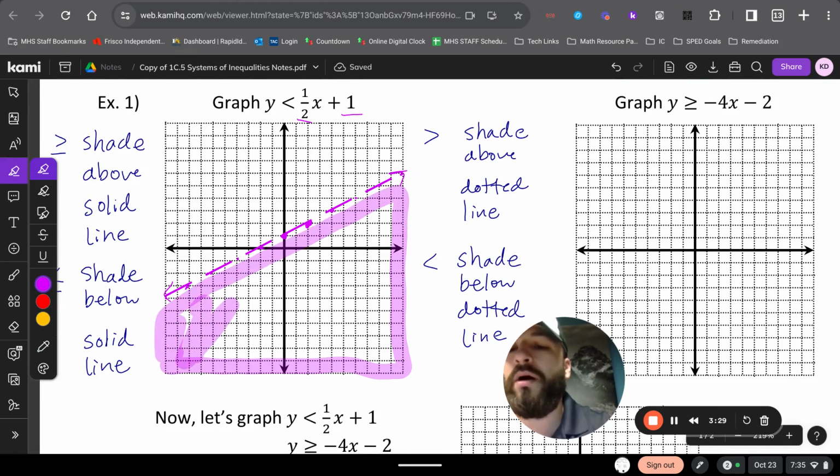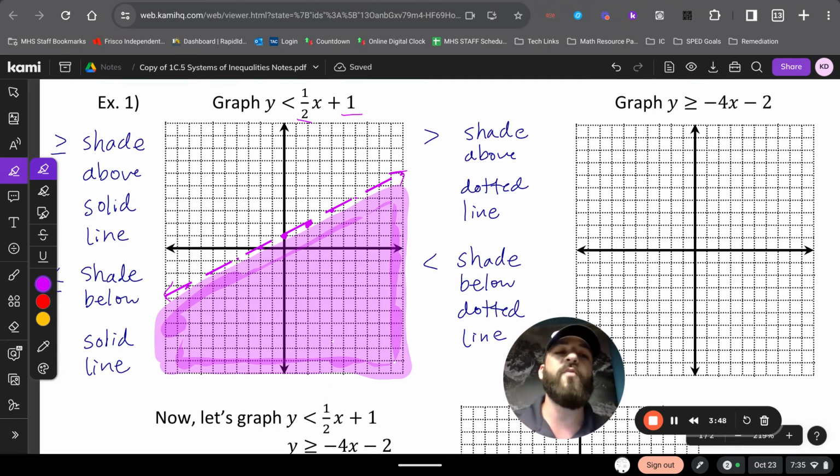And so all of this area down below my graph is my shaded region. That would be my solution. Okay, so pretty simple. That is just graphing one single inequality. Let's look at another one over here on the right.